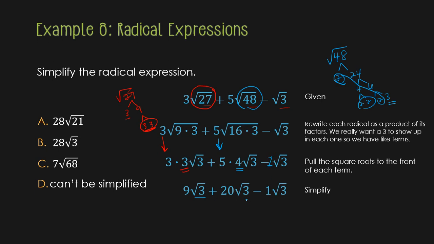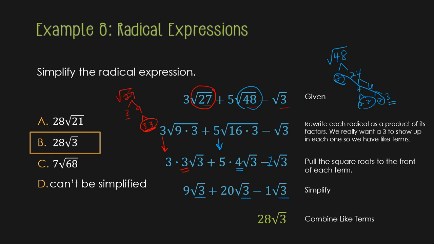And since they're all the same square root, or the same radicand, I can go ahead and just add the numbers out front. So 9 plus 20 is 29, minus 1 is 28, 28 square root 3. That would be choice B.